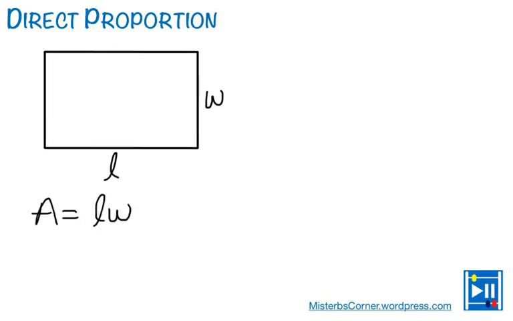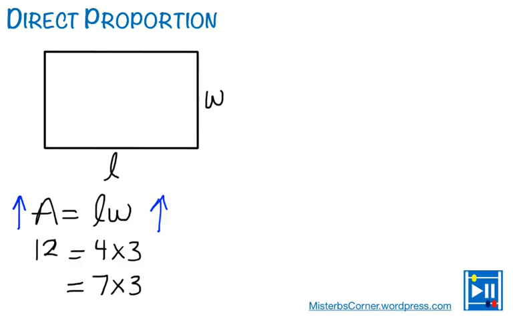Now, if I increase length, I will expect the area to be bigger, right? For example, let's say L is 4 and width is 3. Now the area would be 4 times 3, which is 12. If I increase the length, let's say length is now 7, and keep the width, 7 times 3, 21. So I will have a bigger area. So if I increase the length, the area increases.